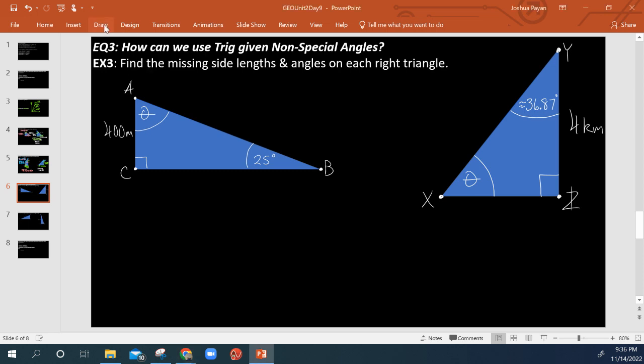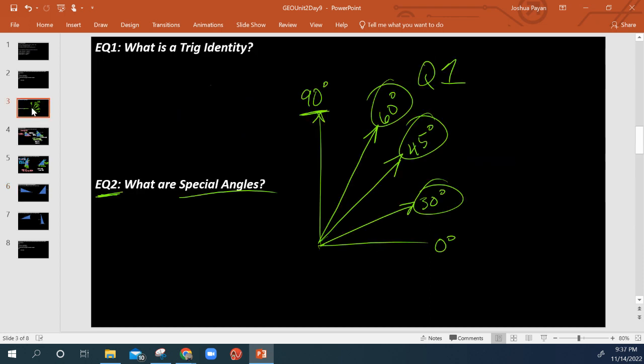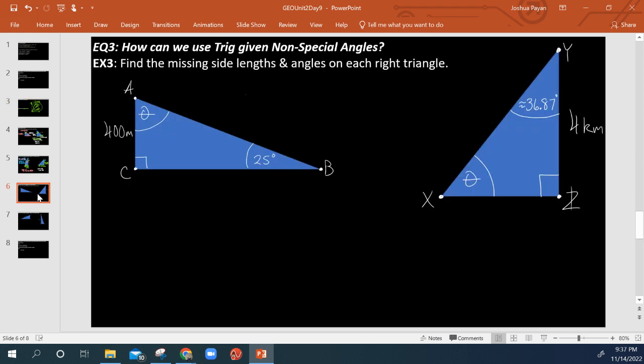Okay, so in this video, we're going to look at trig with non-special angles. Those are the angles that exclude the ones that we mentioned in the previous video, so angles that are not 30, 45, or 60, right? That said, here we have a perfect example.